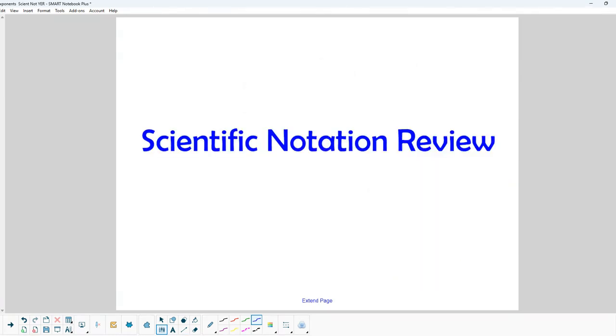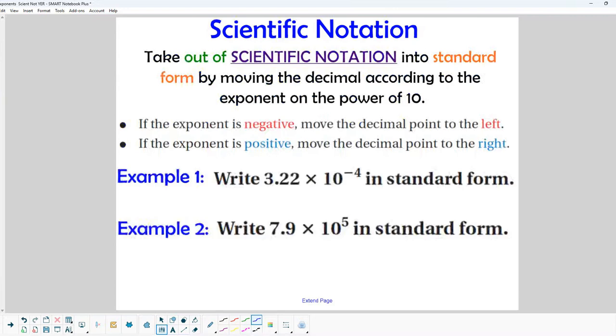So today we're going to do the scientific notation review. So to do that, we find out that when you have a number, especially a great big number or a really small number, you can make it more usable by moving the decimal and writing the number as a power of 10. So if the exponent is negative, move the decimal point to the left. And if the exponent is positive, move the decimal place to the right to get the number back into standard form. So like this number has been written in scientific notation.